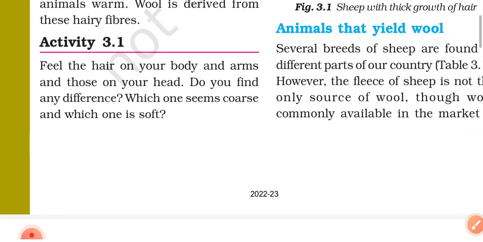Activity 3.1: Feel the hair on your body, arm, and those on your head. Do you find any difference? Which one seems coarse and which one is soft?